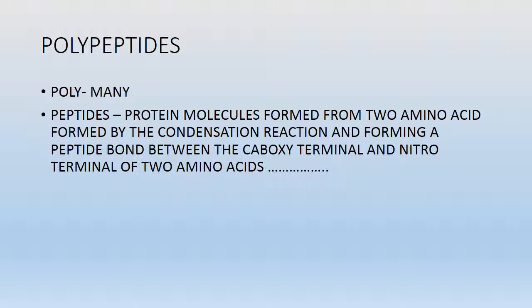When such peptides are arranged with each other, forming a very long chain, again the two peptides will join with each other forming a peptide bond, right? So you have a very long chain of peptides, and that is called a polypeptide.